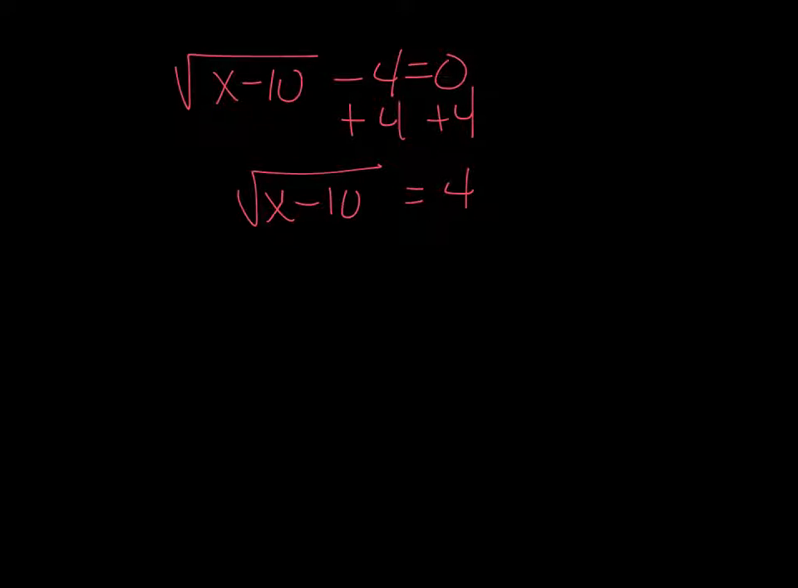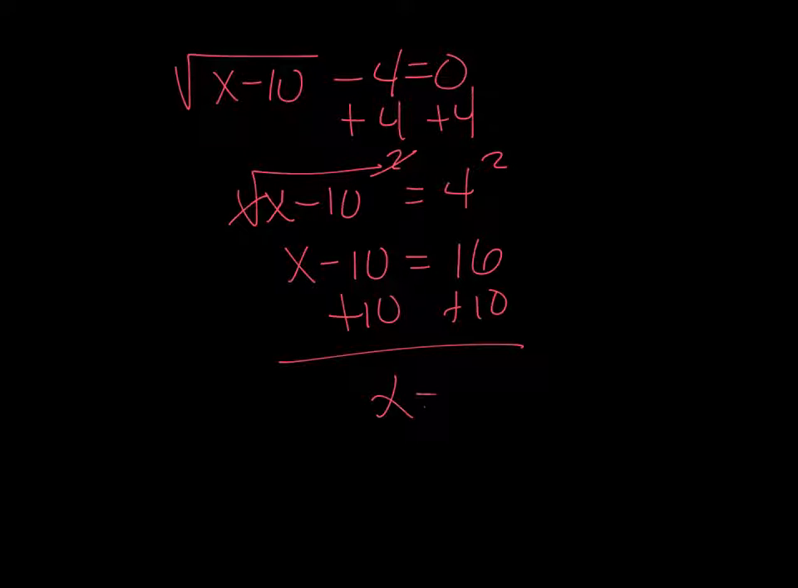Then I want to get rid of the square root, so I'm going to square both sides. The squared cancel, you get x minus 10 equals 16. And then you just solve. At this point it's simple. x equals 26.